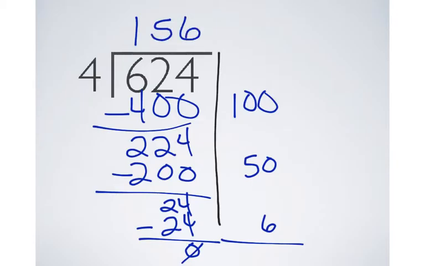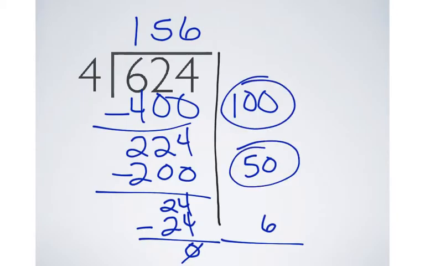So using the forgiving method, I grouped them in numbers that are multiples of 10 or 100 until I get down to numbers that work well with the basic facts.